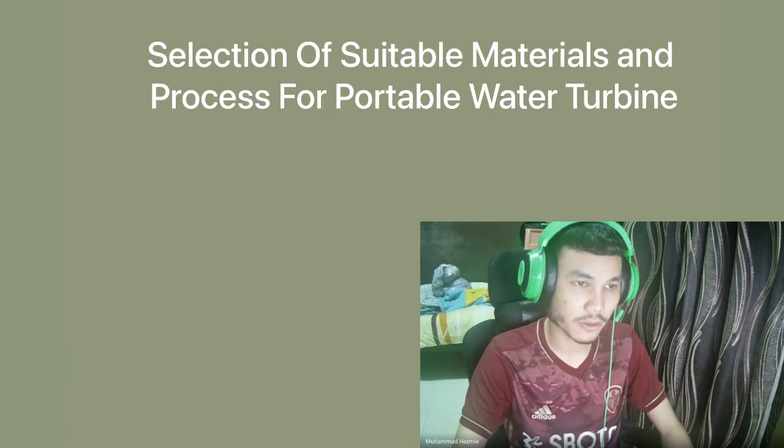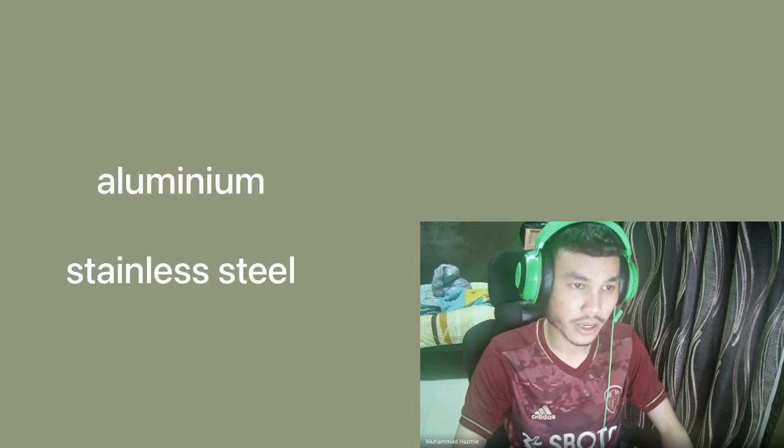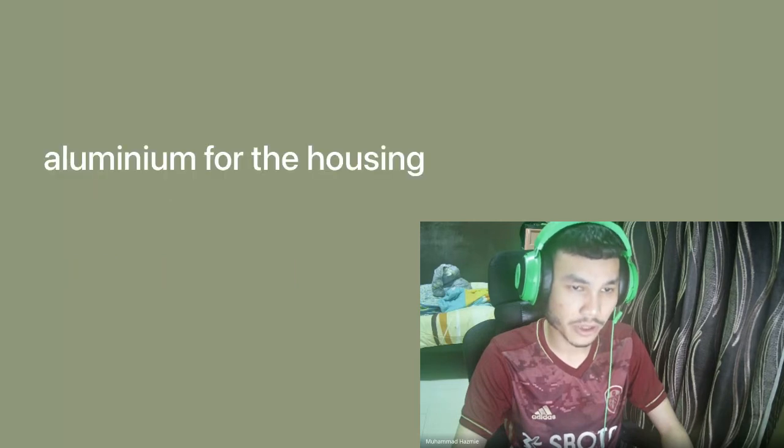CD210070. Today I want to discuss the selection of suitable material and process for the portable water turbine. First, the suitable materials that we chose for our project portable water turbine are aluminium and stainless steel. For the housing, we will use aluminium.